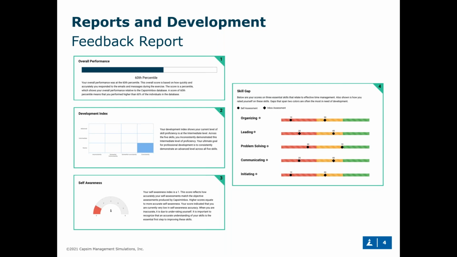And then finally, we also have the skill gaps that we want to visualize. So not only do we chart out where the students self-assess, but we want to show where the inbox assessment placed them as well. That way, we can not only identify their key strengths, but really hone in on which areas are most in need of improvement for that student.